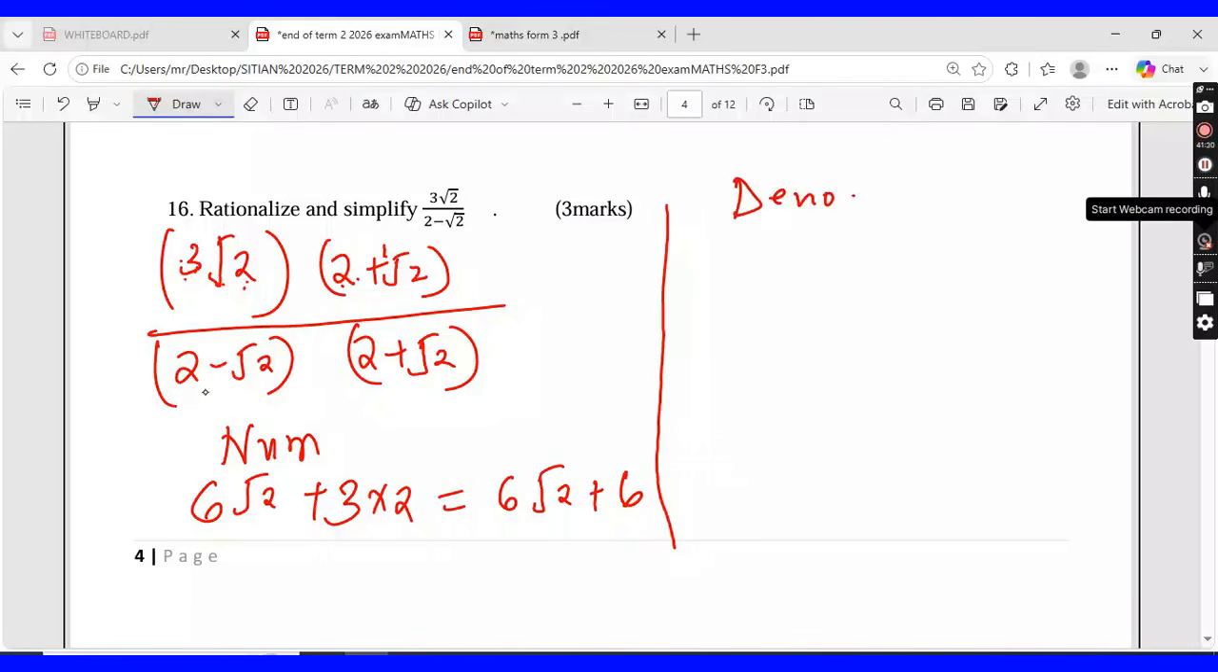Because the denominator is a difference of two squares, you can see we use a squared minus b squared.